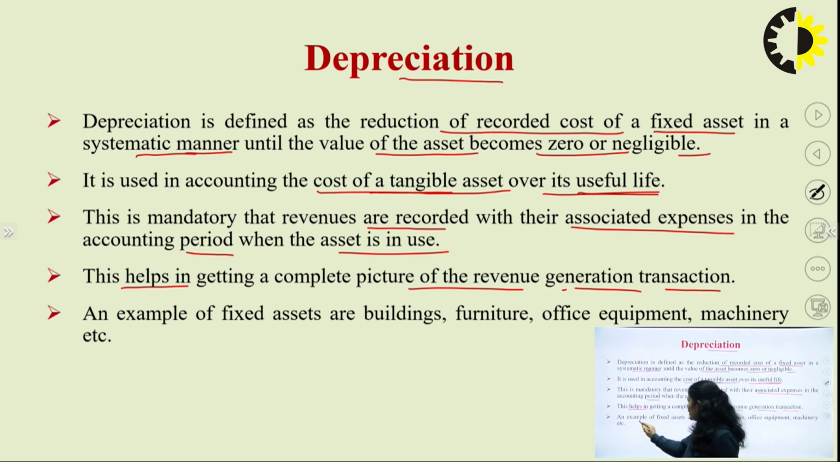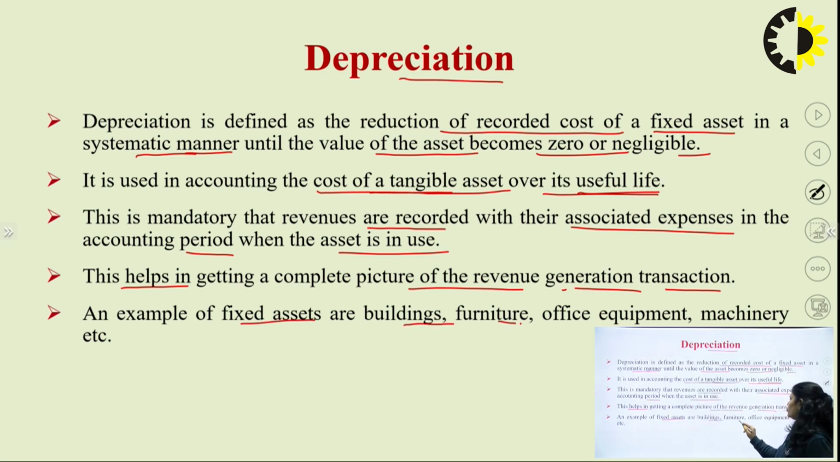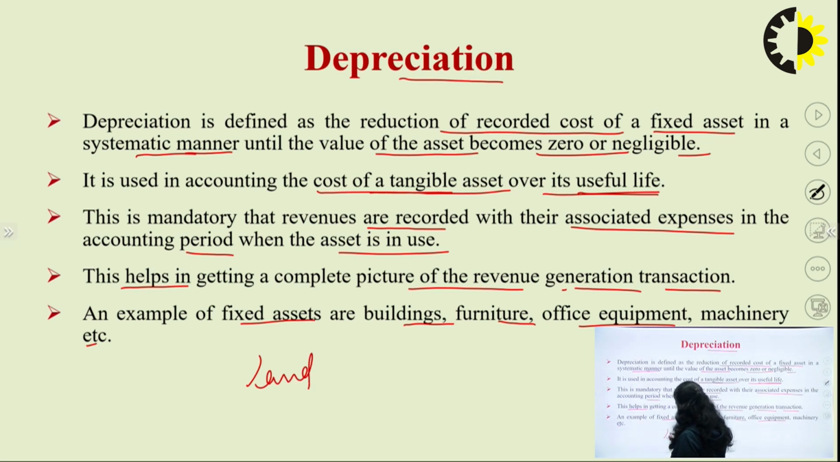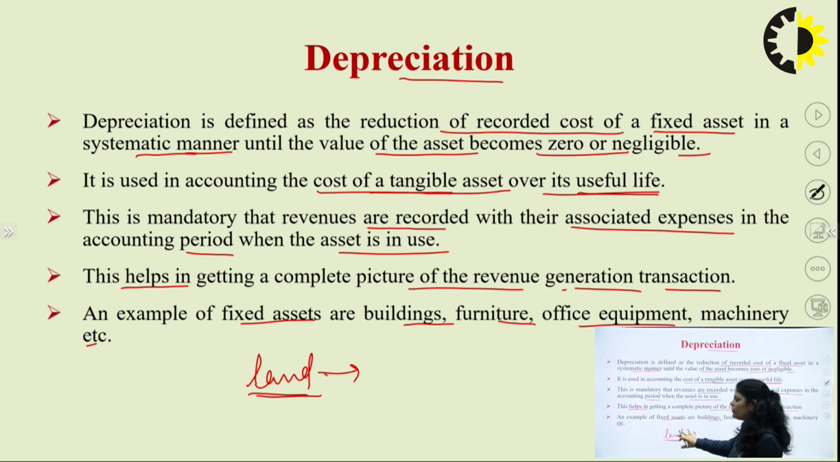We can take examples of fixed assets like buildings, furniture, office equipment, and machinery. All these are examples of fixed assets, and the value of these fixed assets will decrease over time. But we can say land is the exceptional case, because the value of land will appreciate with time. The value of land will increase with time.